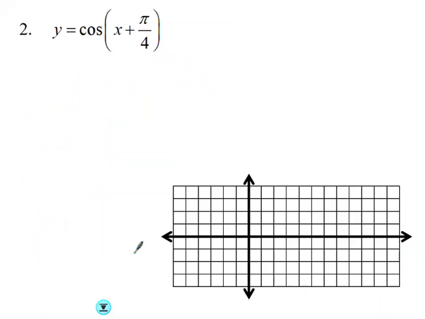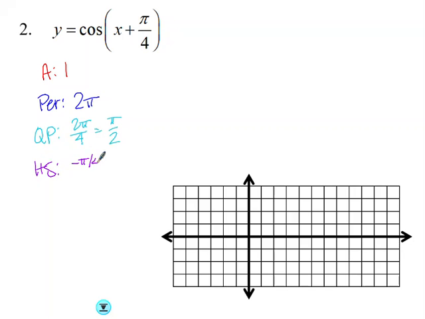Next, we have y equals cosine of x plus pi over 4. Our amplitude is still 1. The period is 2 pi over b. In this case, b is 1, so our period is 2 pi. The quarter period is 2 pi over 4, or pi over 2. The horizontal shift is c over b, so negative pi over 4 over 1, which is just negative pi over 4, so we are shifting to the left. And the vertical shift is 0.